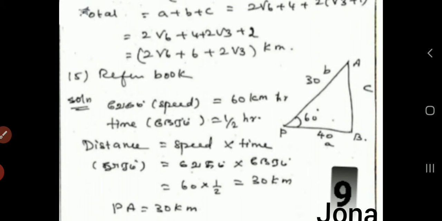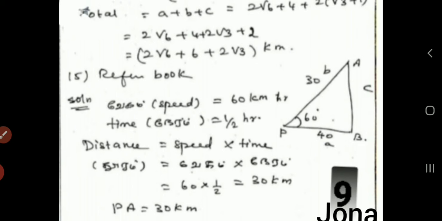Fifteenth sum. Two vehicles leave the same place P at the same time moving along two different roads. One vehicle moves at an average speed of 60 km per hour and the other vehicle moves at an average speed of 80 km per hour. After half an hour, the vehicles reach the destinations A and B. If AB subtends 60 degree at the initial point P, then find AB.